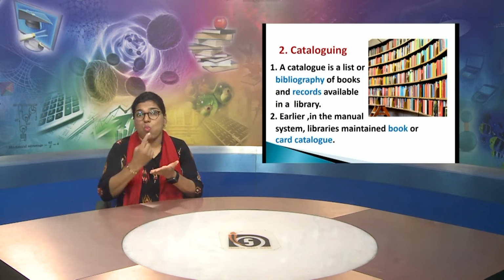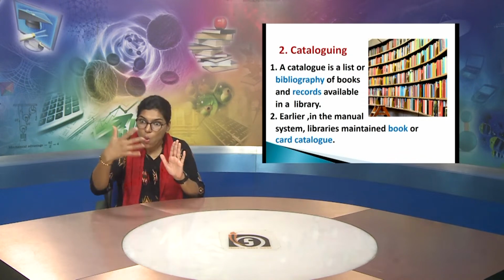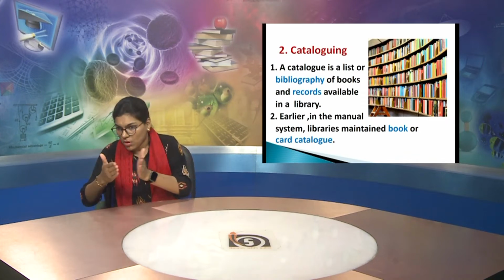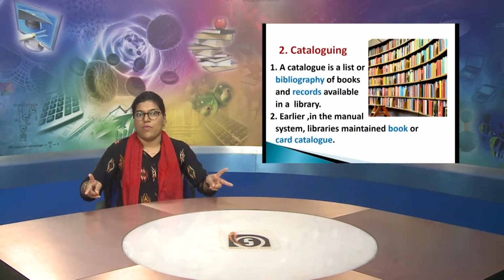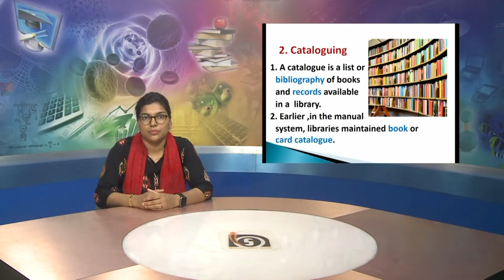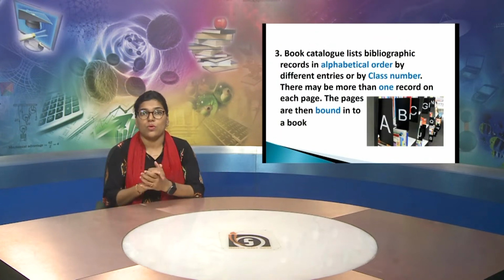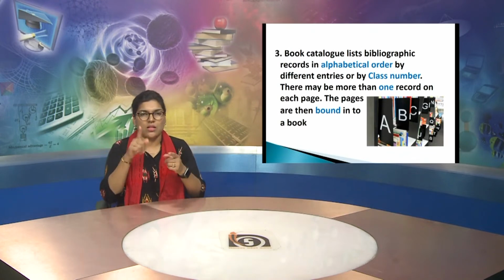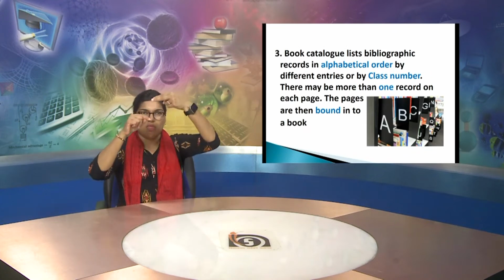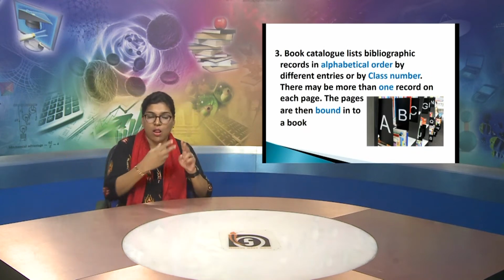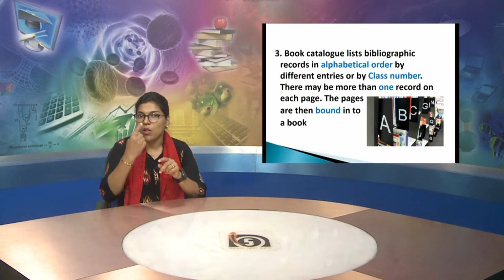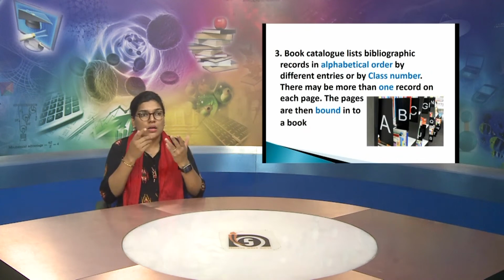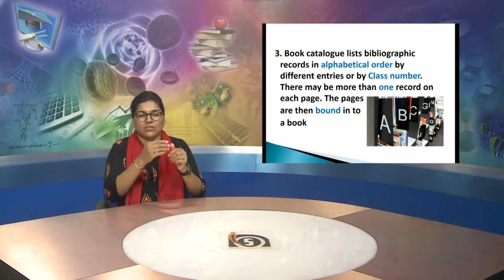Earlier, in the manual system, libraries used to maintain book or card catalogs. So all the things were done manually and all the inputs were done with the help of a person. Point number 3, a book catalog lists bibliographic records in alphabetical order by different entries or by class numbers. So there may be more than one record on each page. The pages are then bound into a book.